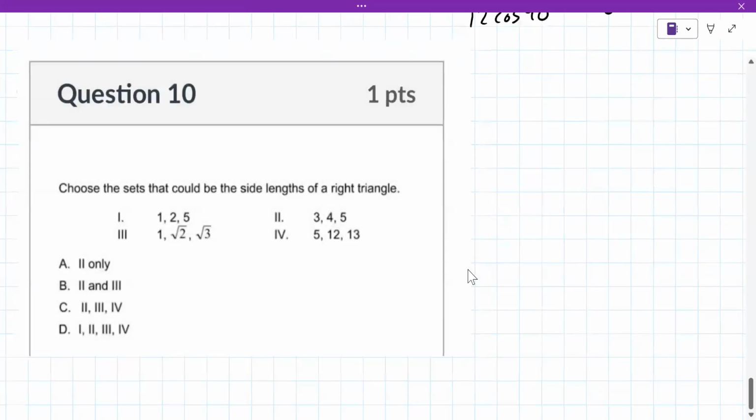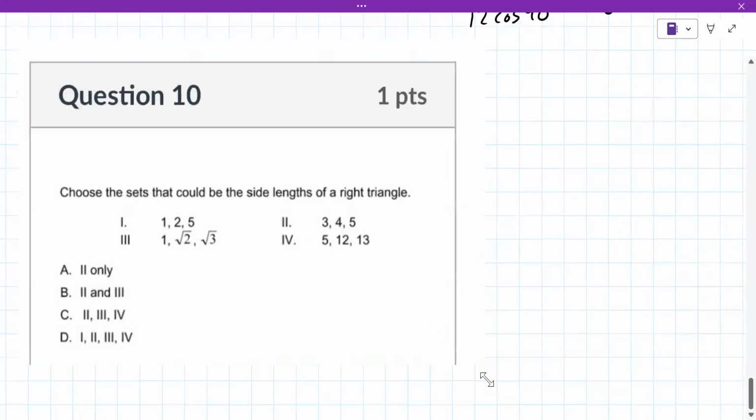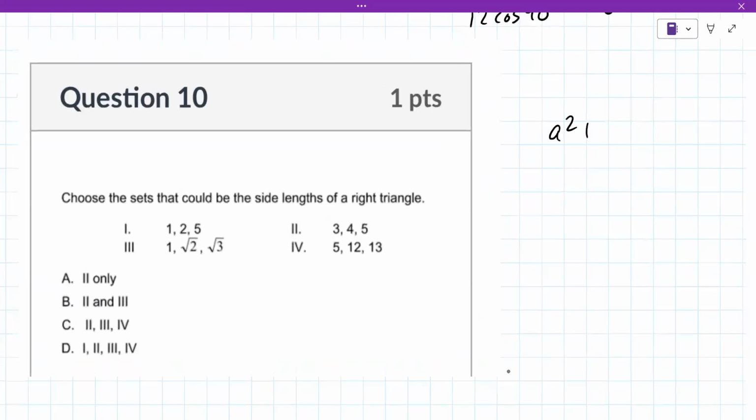Choose the sets that could be the side lengths of a right triangle. It's a right triangle if a squared plus b squared equals c squared. So you want to try that for all of these. How do you know? Because 4 would just equal 5 normally, and it needs to equal 25. I agree. So one is out. I know that one is a right triangle. I recognize that, good.